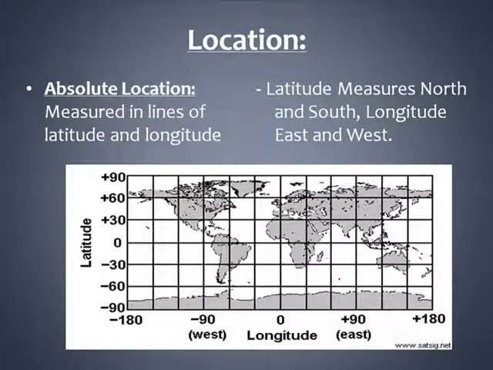The next type of location is absolute location, and an absolute location can be measured in lines of latitude and longitude. Latitude measures north and south of the equator, and longitude measures east and west of the prime meridian. And we will be getting into what those 2 things are later on in this class and as we work through the geography unit this week.